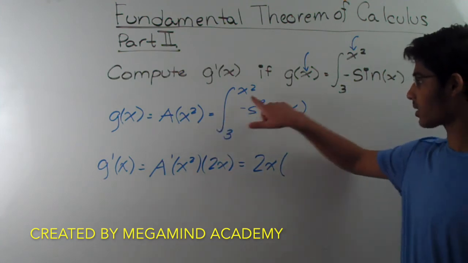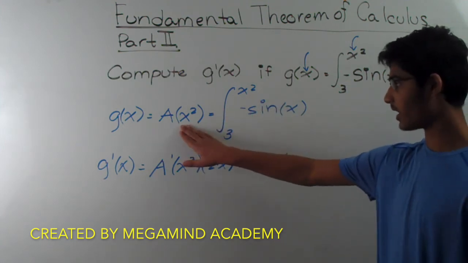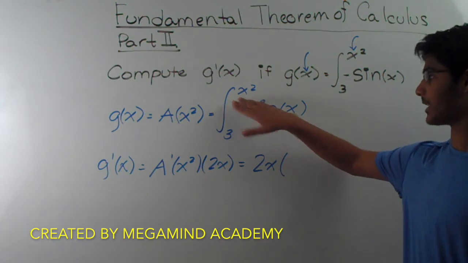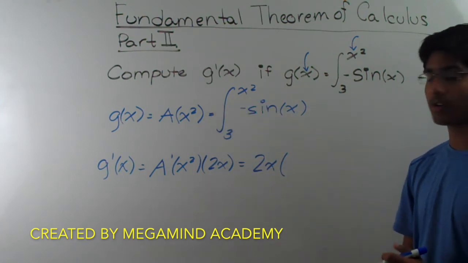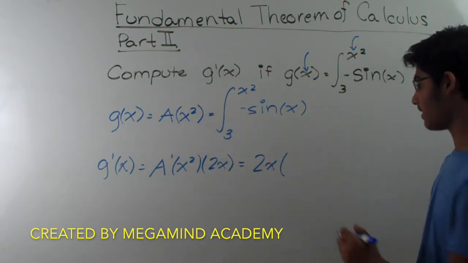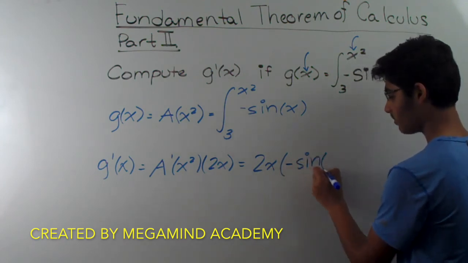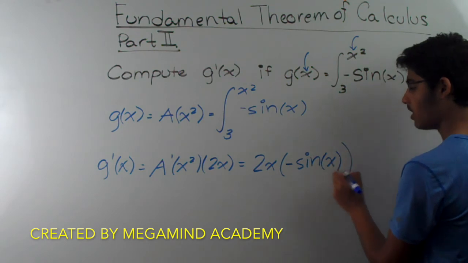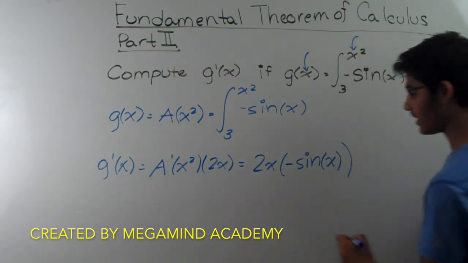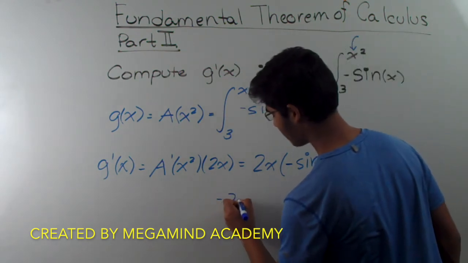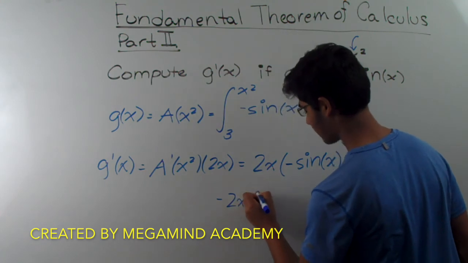Now because these x squareds are the same, because we have x squared here, and the upper limit of integration is x squared, we know that a prime of x squared will be negative sine of x. So that means that the answer to this problem is negative 2x sine of x.